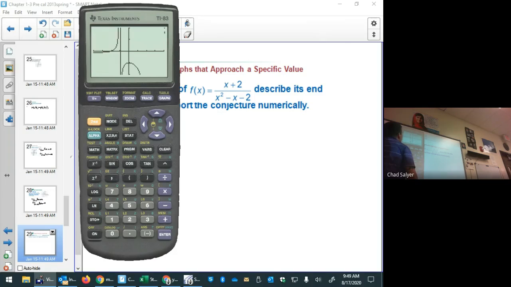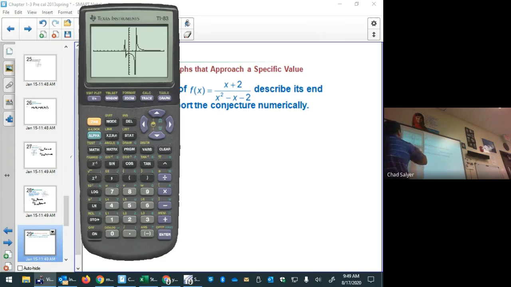So I can kind of see what's going on here. But I need to zoom out. So let's zoom standard first. This is negative 10 to positive 10. That gives me a much better idea. Do you see how the line gets really flat? In other words, it approaches a certain value. And in this case, it's approaching the x-axis, which is y equals 0.